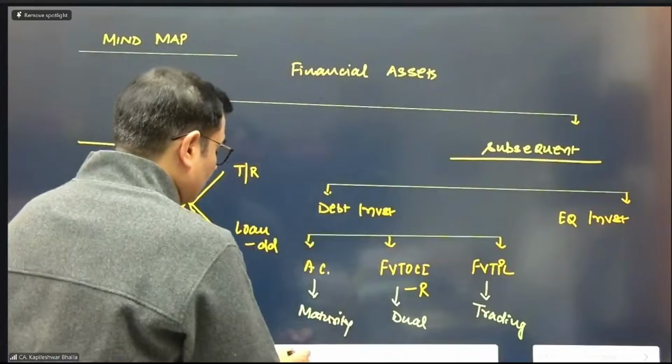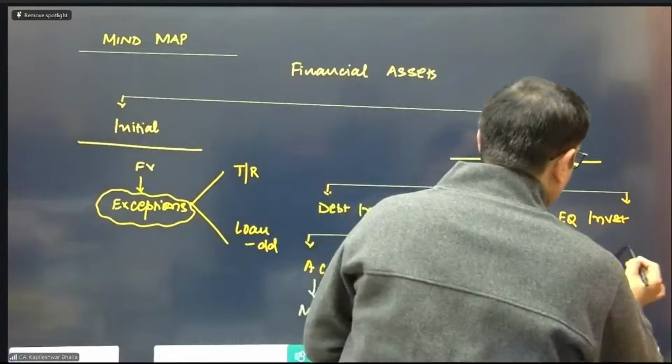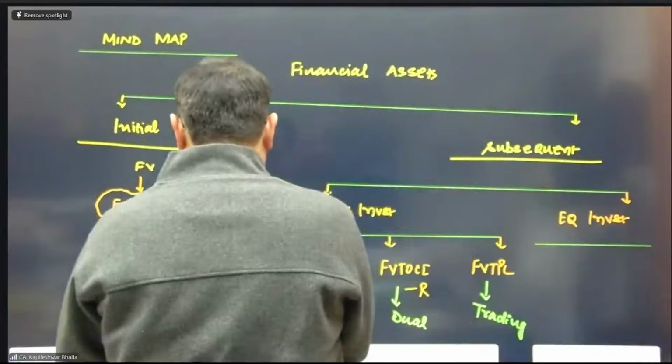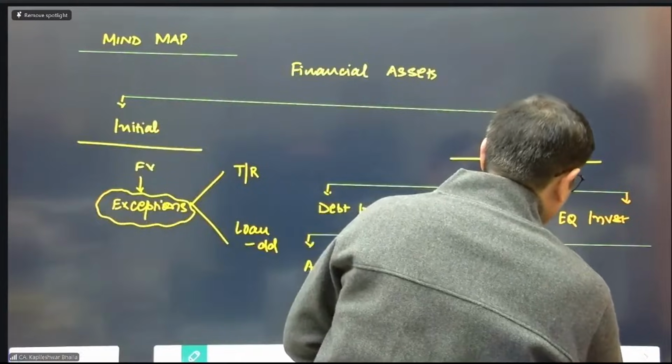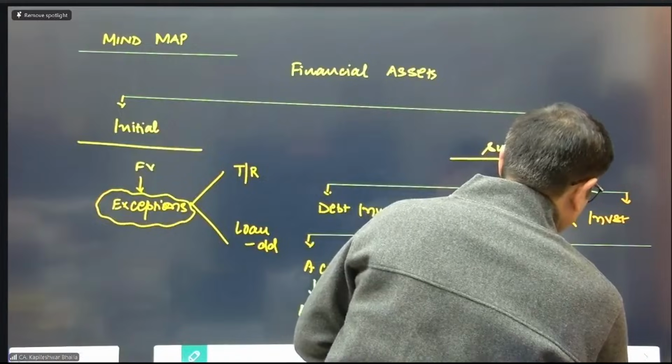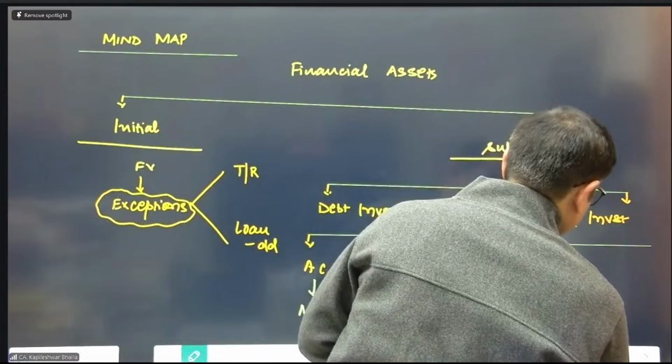Similarly, when we look at equity investments, there are two broad categories. One is that you take the equity investments at FVTOCI, and that is irrevocable.